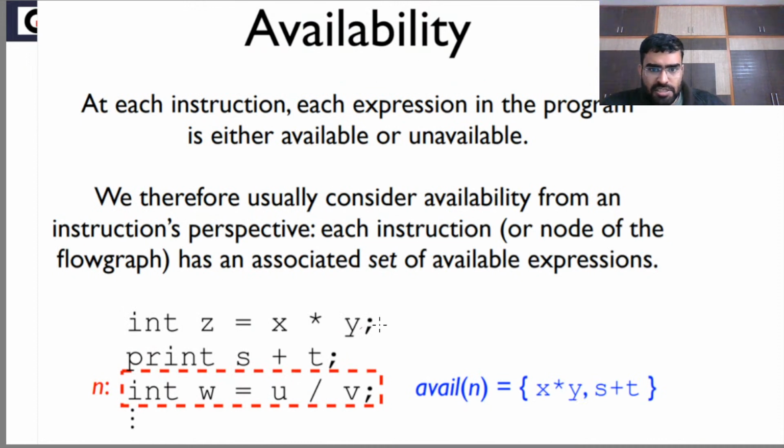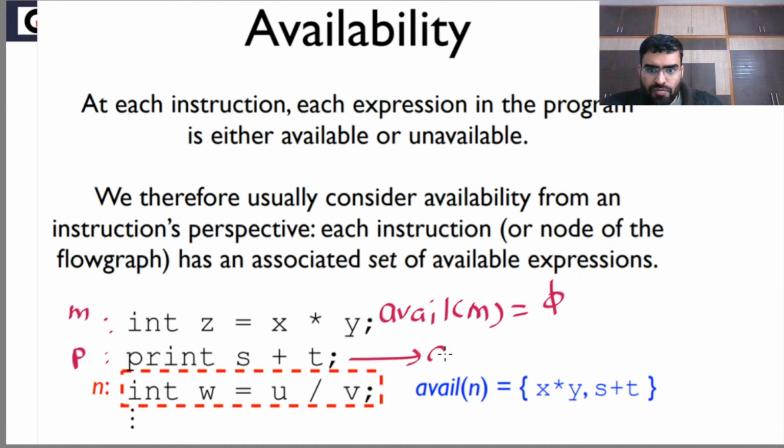Now similarly you can check, for example, let's assume this is m and let's assume this is p. Then you can notice what is avail of m. Can anyone tell me what is avail of m? So that is 5, because avail of m means what is available here.